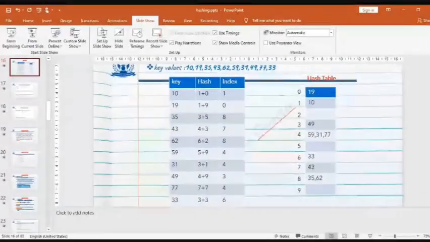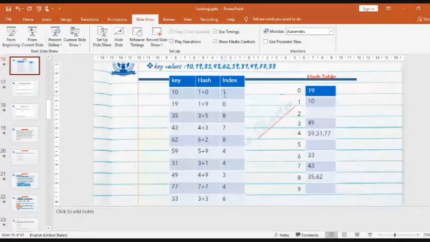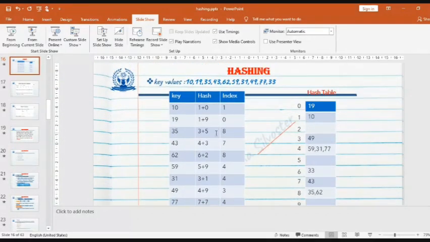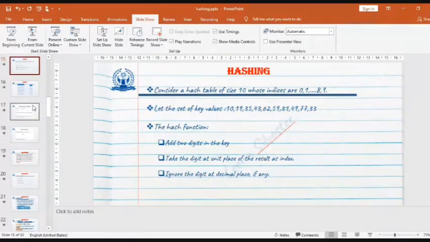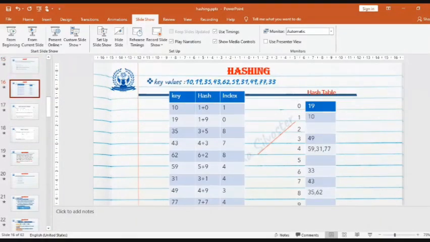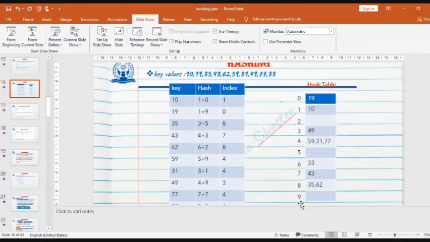Okay, then tell me. Next, we have to construct a hash table from these indices. These indices range from a minimum value of 0. What is the maximum value? The maximum value is 8. Actually, it is given that we consider a hash table of size 10. That means the size of the hash table is 10, so the indices range from 0 to 9. So construct a hash table with columns 0 to 9.